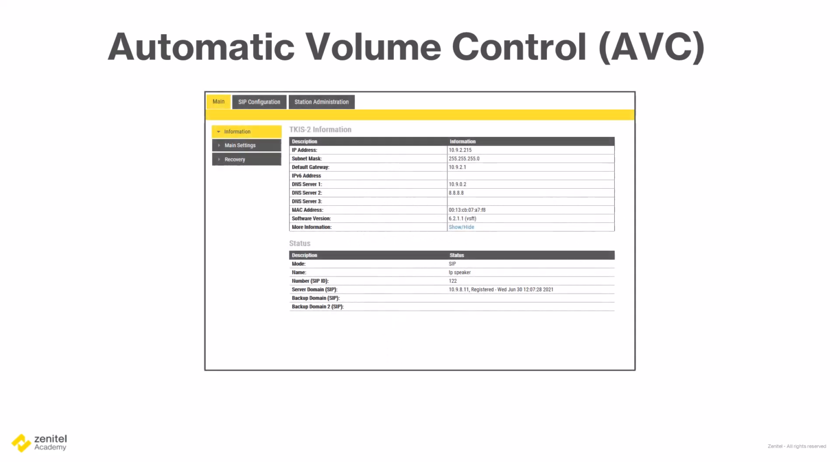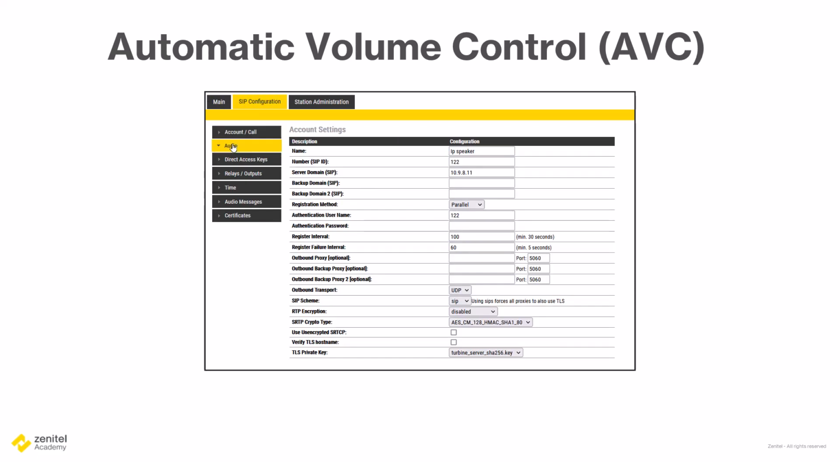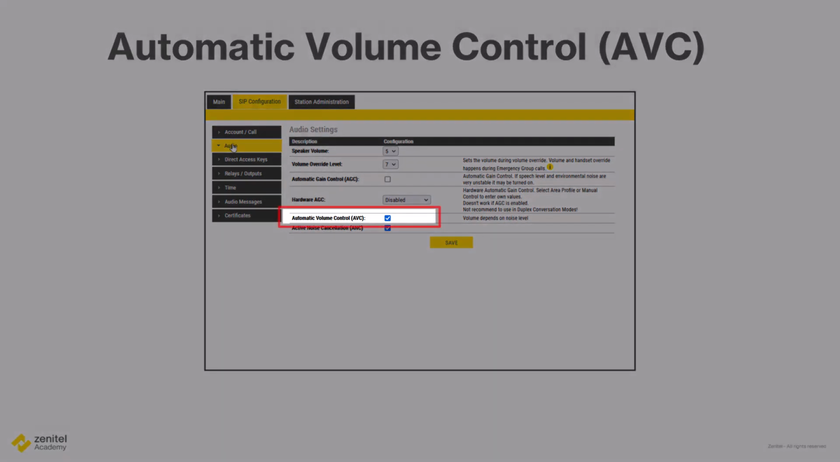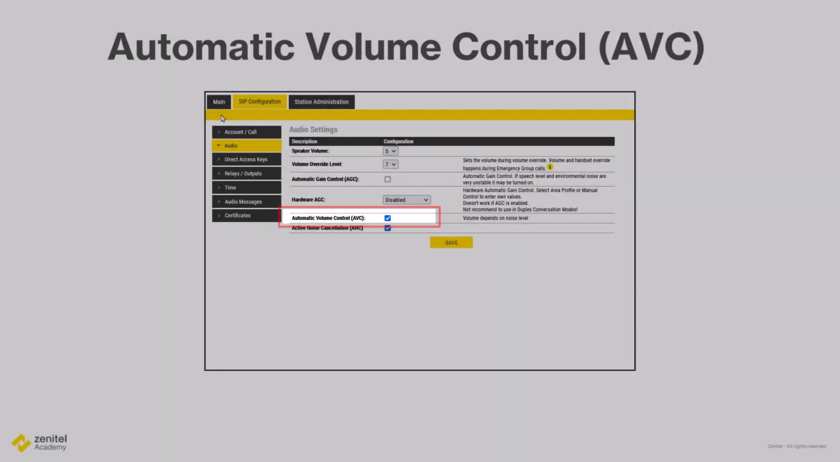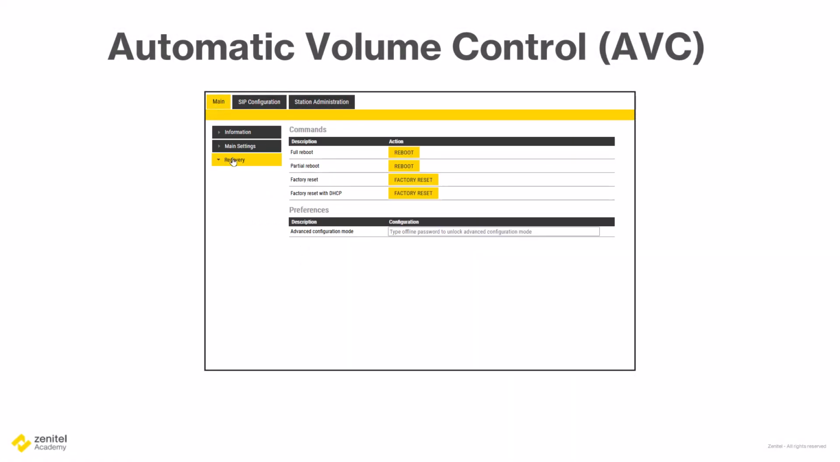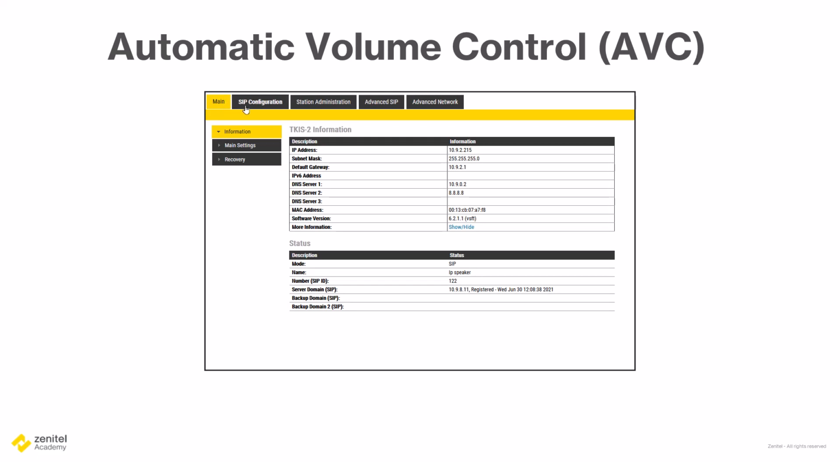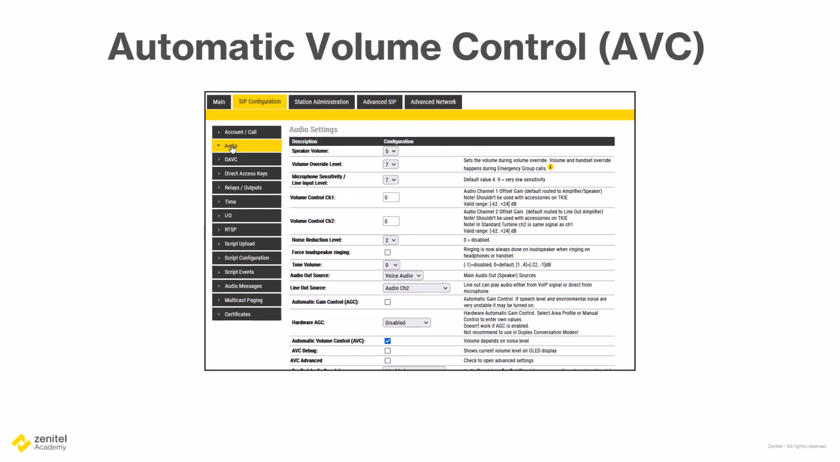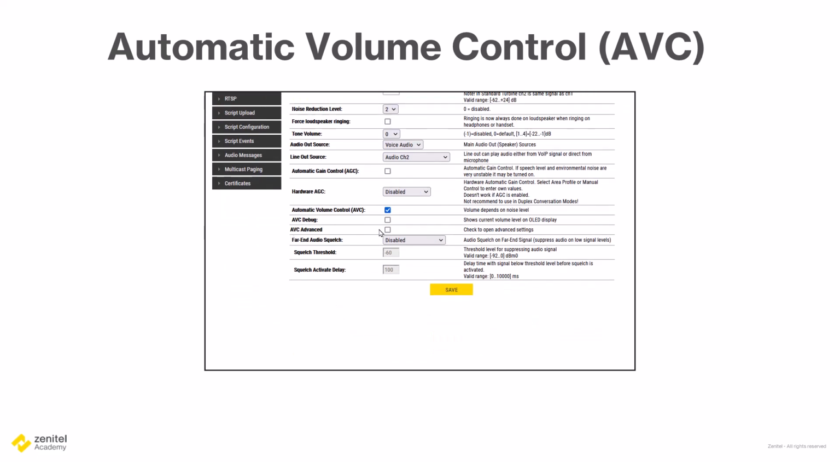The automatic volume feature is enabled by default. You can verify this by going to the audio settings in the web interface of the speaker. If you enable Advanced Configuration mode, you can access AVC Advanced Settings, which among other things let you configure how quickly the output volume should change when the noise level changes.